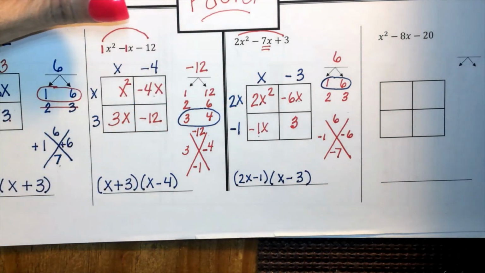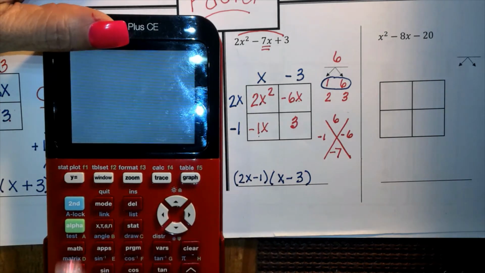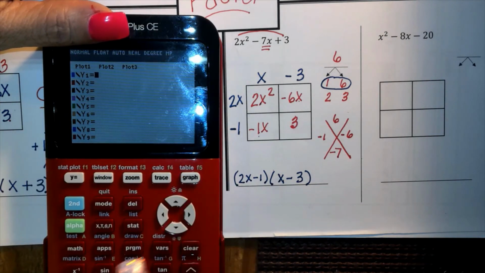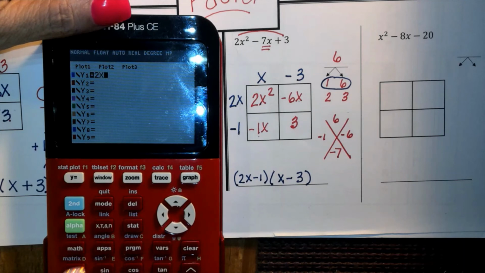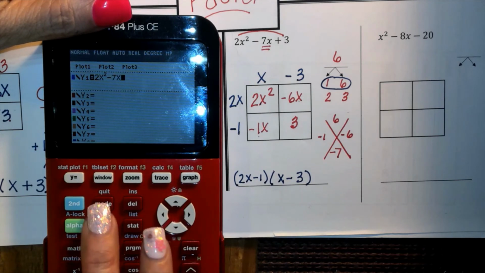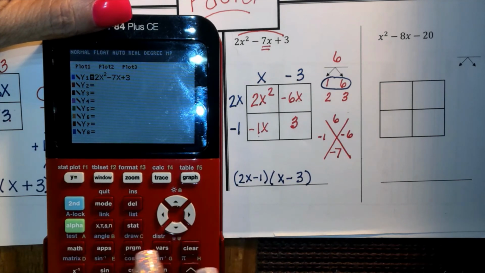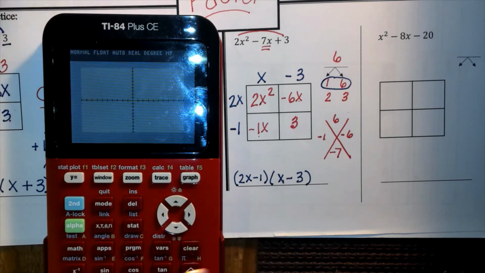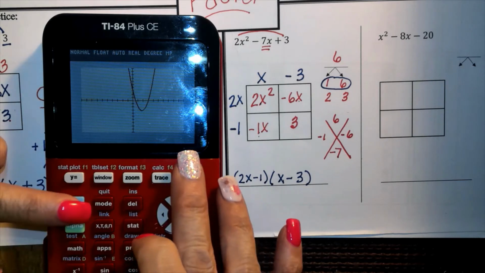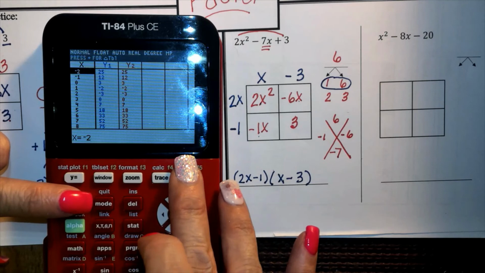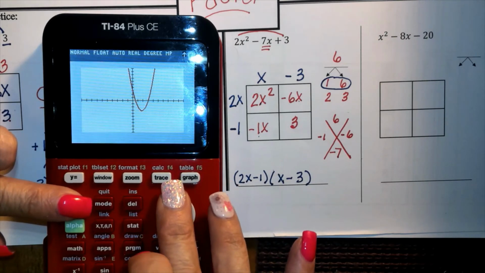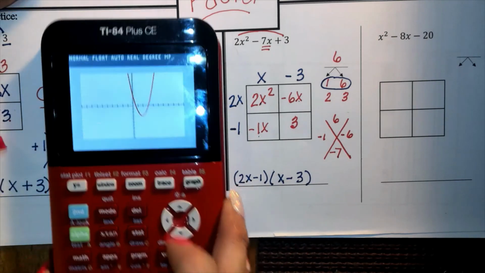I'm going to use my calculator. I'm going to check it. Y equals, clear, clear. All right, so we've got 2x squared minus 7x plus 3, and then parenthesis 2x minus 1, parenthesis x minus 3. Let's see if it turns red. Please turn red. Yay, it turned red. I'm going to make that just a little bit brighter. And it did, it turned red. Okay, so we did it right.